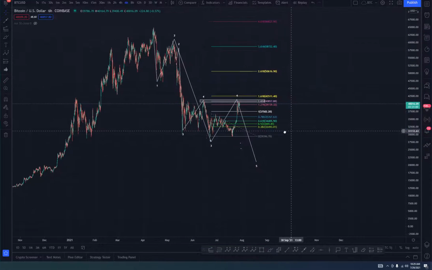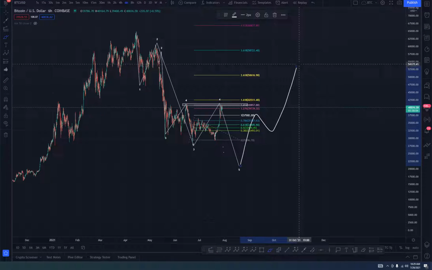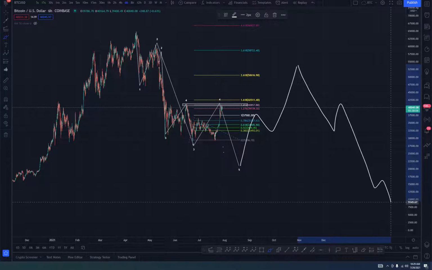Once that fifth wave is complete, we would expect a 3-wave pullback. And guys, we expect another 5-wave move to the downside, talking $6,000 to $2,000. That's the Death to Bitcoin count. I do not believe that count. I don't like that count. That is not my number one count. But nevertheless, that is a scary count.